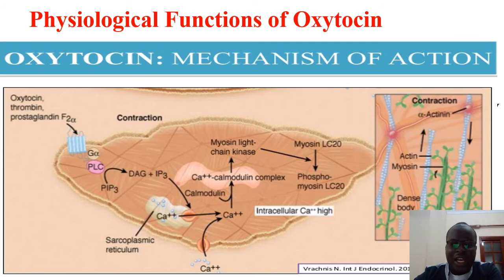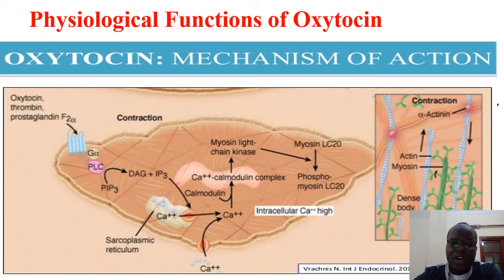And you know DAG is fat soluble, so it will be moving within the cell membrane of these cells, but the IP3 is water soluble. It will dissolve in the cytoplasm. It will go and bind to the IP3 receptors of the sarcoplasmic reticulum. So these are ligand-gated ion channels. So when IP3 goes and binds, they are going to open to allow movement of calcium. So it's a channel that is going to open to allow movement of calcium.